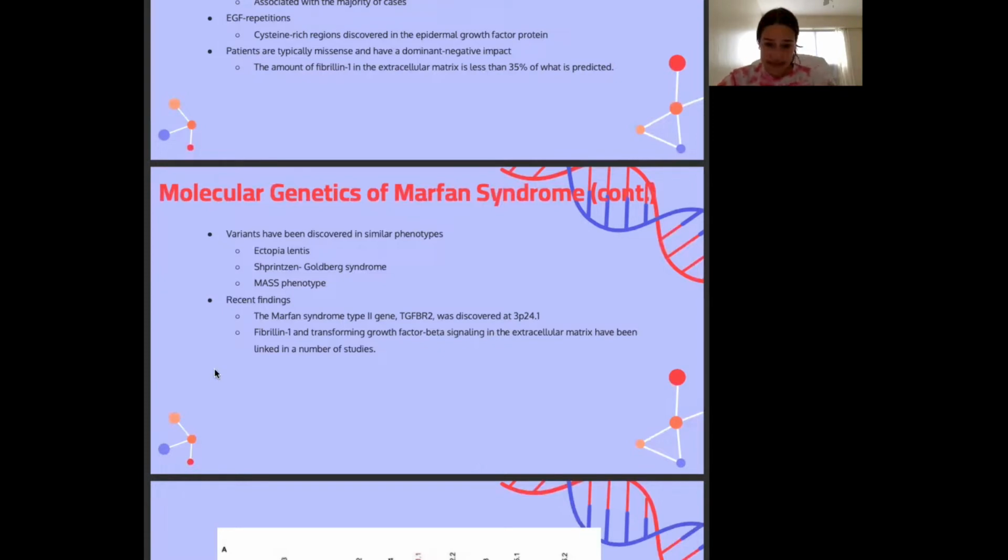And relatively recent findings from 2004 are that the Marfan syndrome type 2 gene, TGFBR2, was discovered at the short arm of chromosome 3, region 2, band 4, subband 1. Fibrillin 1 and transforming growth factor beta signaling in the extracellular matrix have been linked in many studies. And the discovery of TGFBR2 mutations in people with Marfan syndrome type 2 offers direct proof of this link.